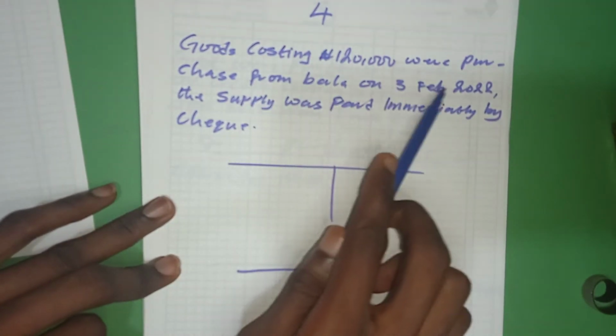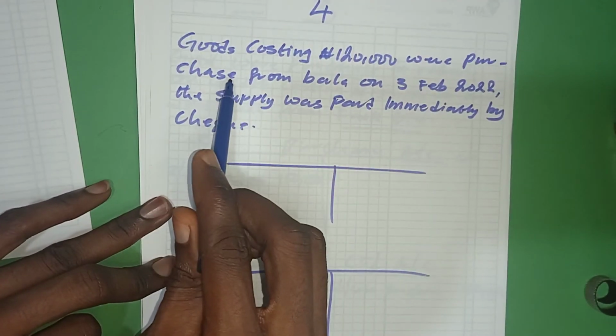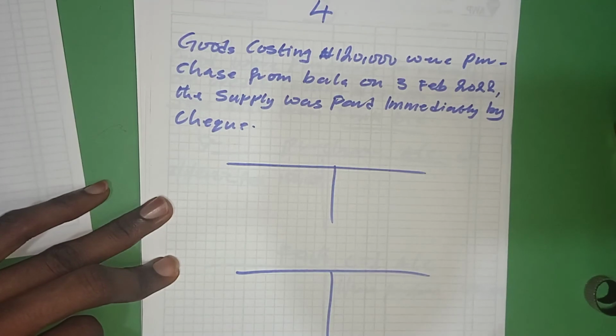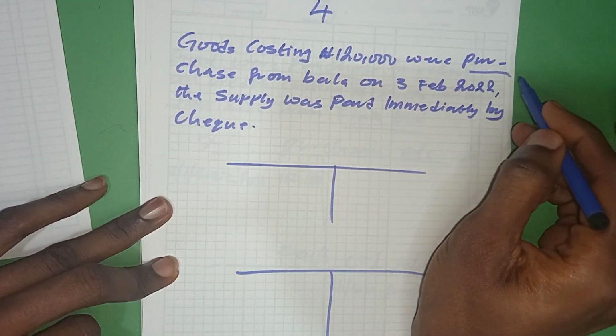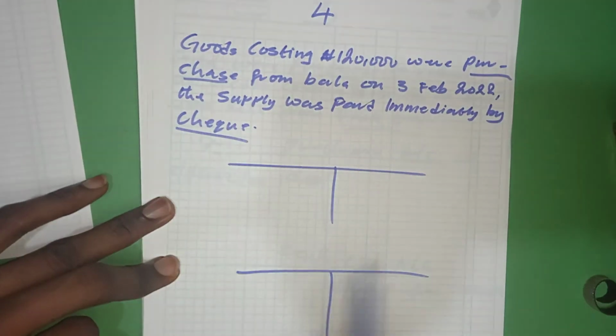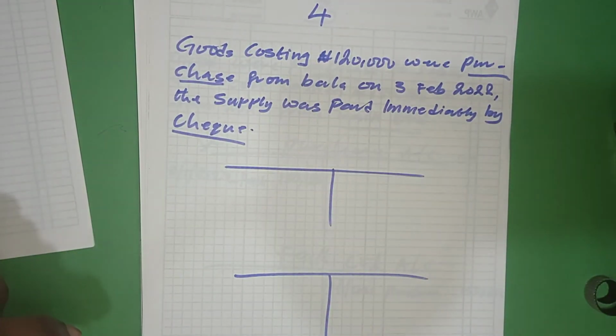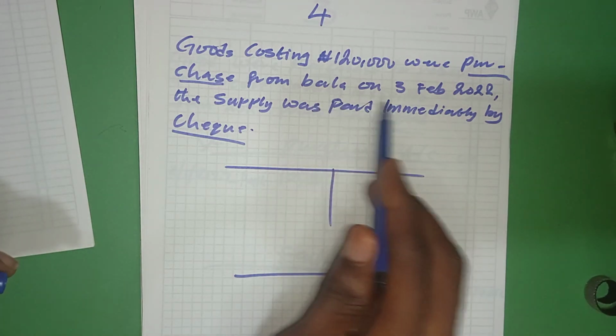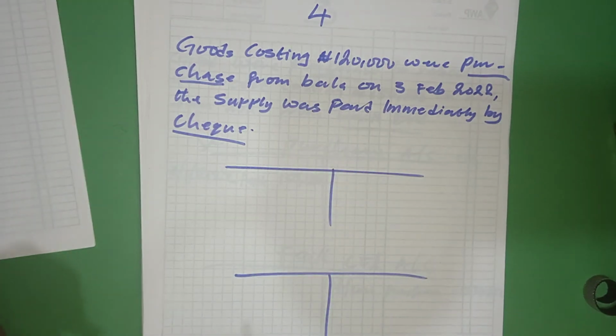Now, goods costing 120, we are what? Purchase. The two accounts here are purchase and bank, because we paid immediately. Though it was purchased from Bala, we are not owing Bala. So the two accounts are this.